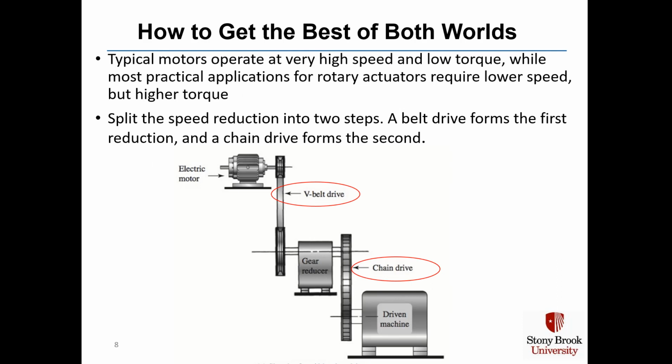You can use both V-belts and chain drives in systems where you use a V-belt drive operating at fairly high speeds in the first stage between the electric motor and a pulley, and in the second stage where the speeds are lower, you might use a chain drive.